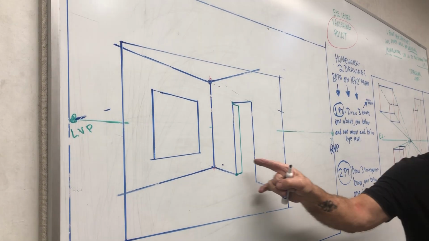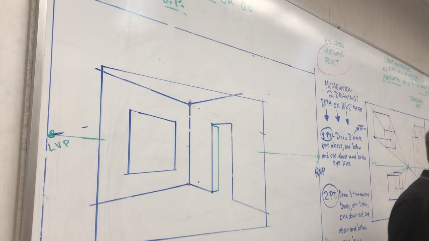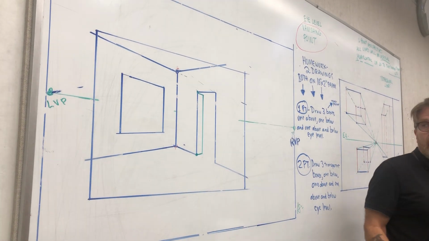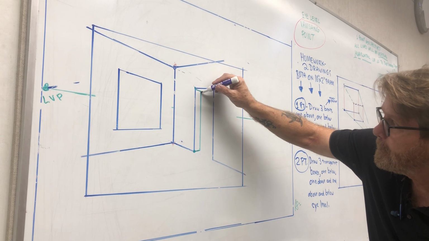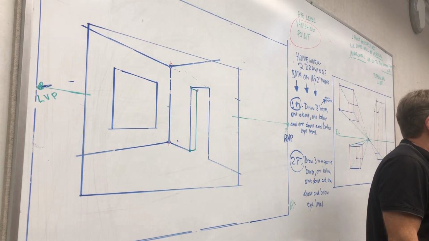You guys see this plane? This little thin plane I just drew is going to the right VP. One more line, this corner I'm dealing with, has to go to my left.